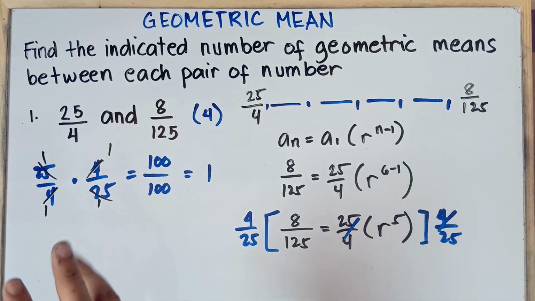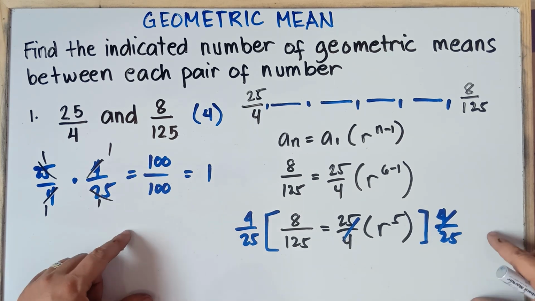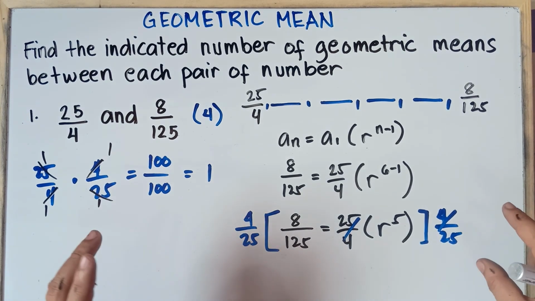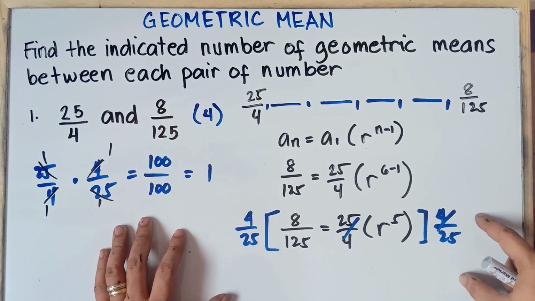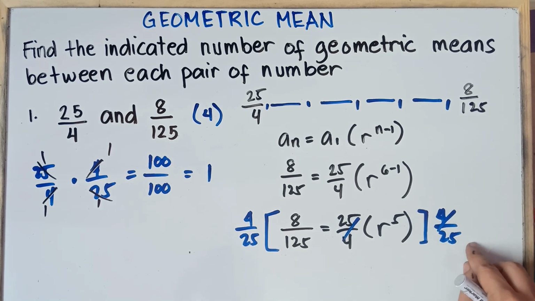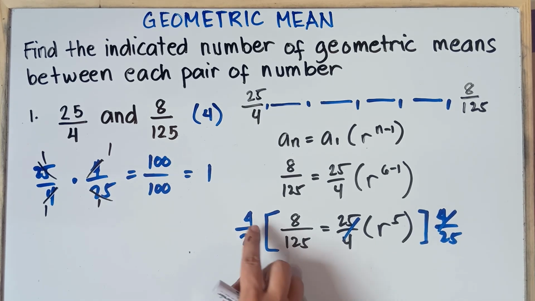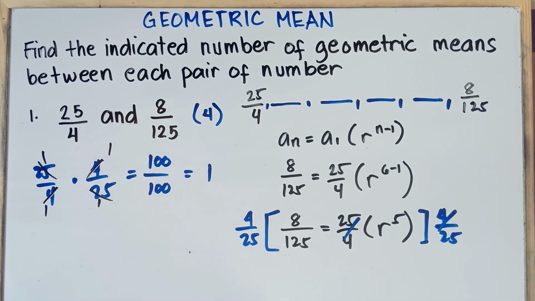So you have 2 solutions, class. Once again, to eliminate this 25 over 4, you can multiply both sides by 4 over 25, the multiplication property of equality, so that the remaining equation, class, will be only r raised to the power of 5. And once you multiply by 4 over 25 on the right side of this equal sign, you also do that on the left side, class. You need to multiply this one. But once again, most of the students are so confused with these properties of equality.